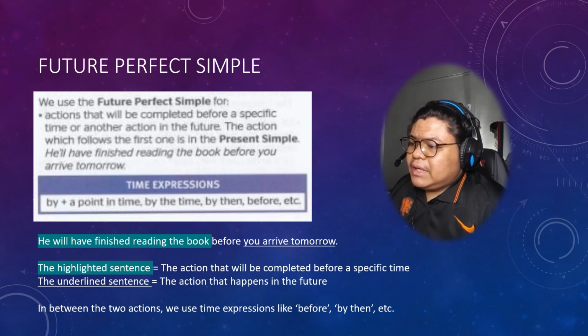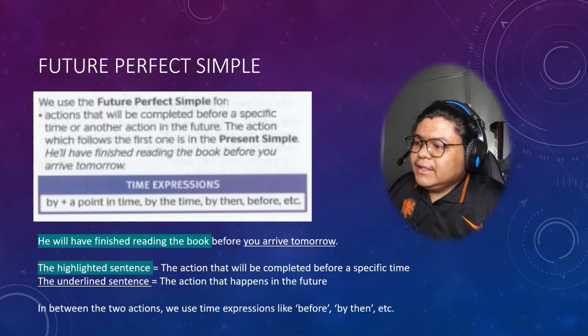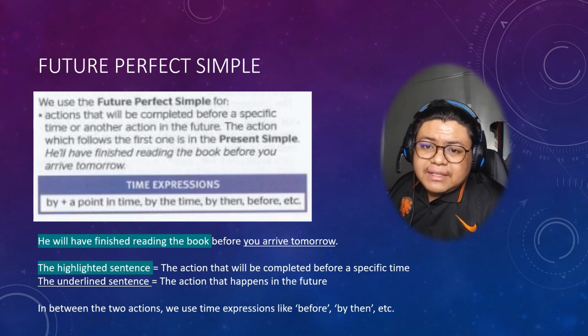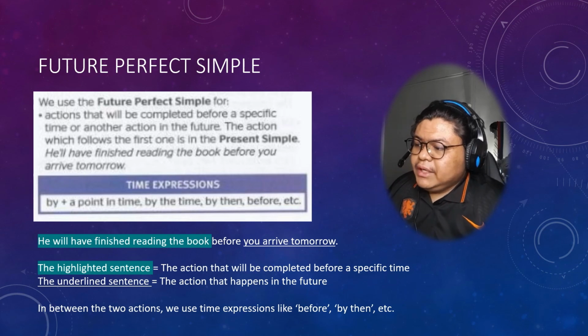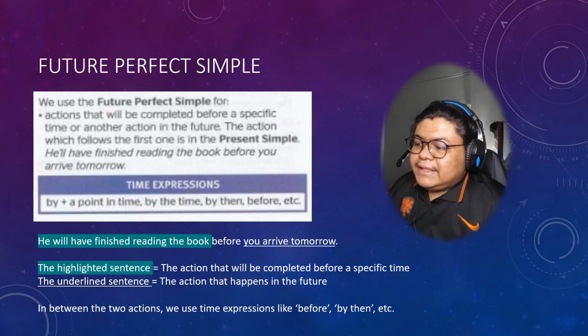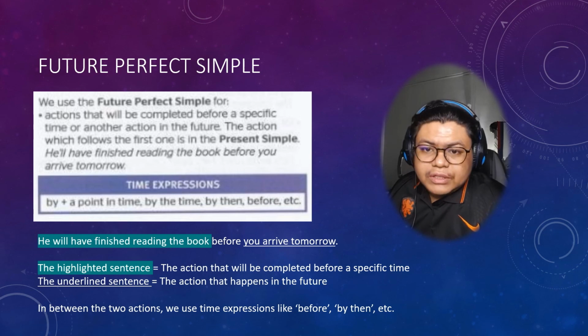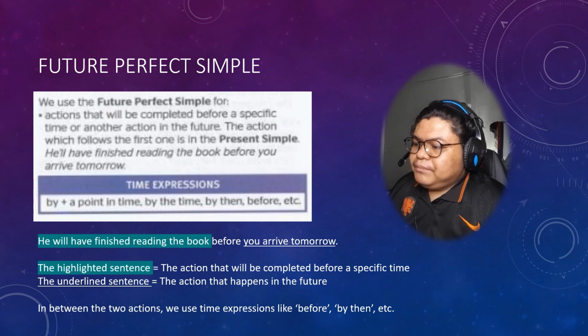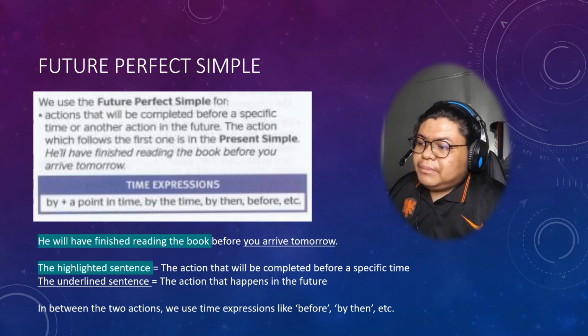So kalau awak perasan kat situ ada dalam penerangan dia tadi, satu future perfect simple dan satu lagi must be in present simple. Okay, so itu yang berlaku. Awak tengok for the highlighted sentence, okay, the action that will be completed before a specific time. Okay, that is the future perfect simple one. And for the underlined sentence, the action that happens in the future. Okay, benda tu berlaku di masa akan datang. Okay, tapi ayat tu ditulis menggunakan present simple.